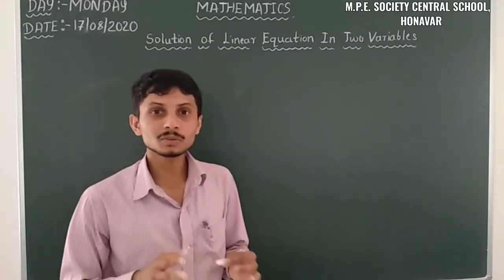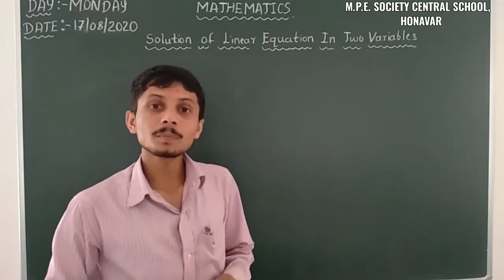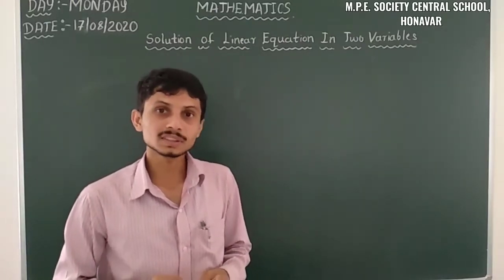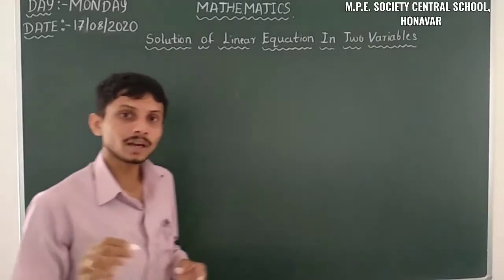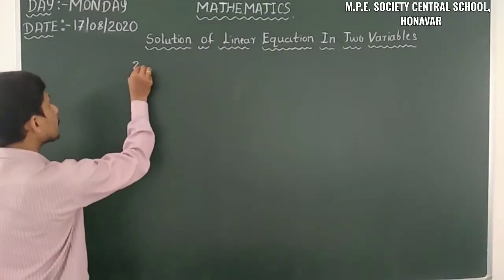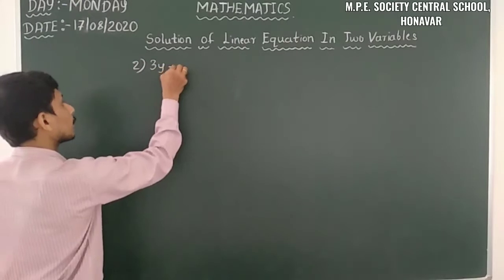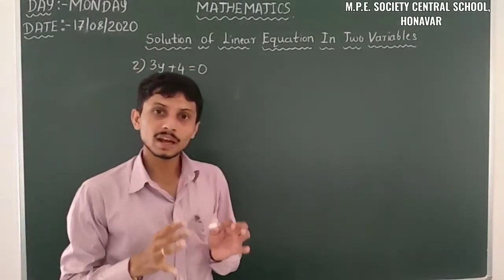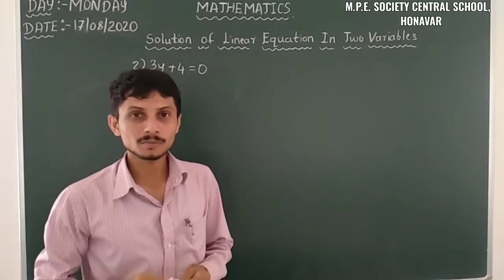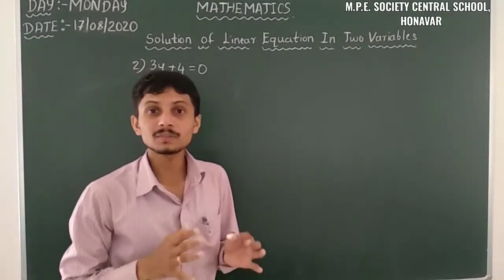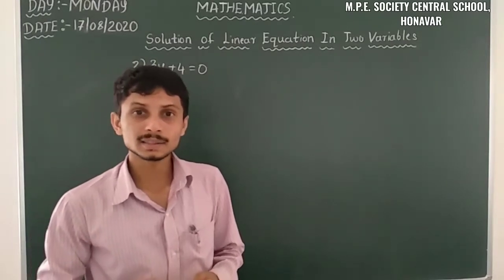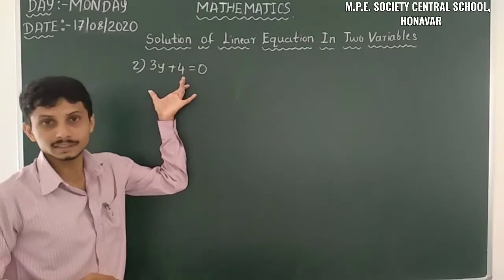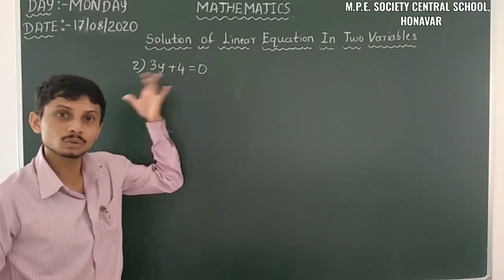So here we have to take one of the coefficients, of x or of y, equal to 0. Firstly, I will take 3y plus 4 is equal to 0. So we have to convert it into the standard form of linear equation in two variables, ax plus by plus c is equal to 0. Here the coefficient of x is 0. That means a is equal to 0 here.